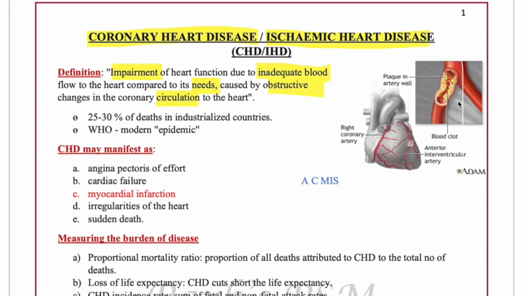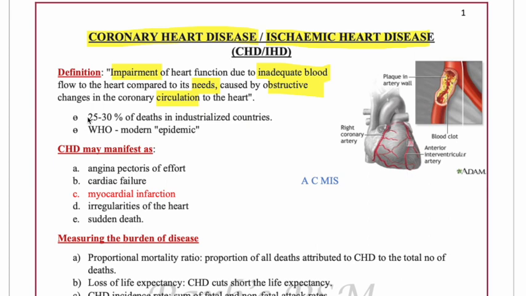So you can see an image here which shows the plaque deposition, which will result in the obstruction to the blood flow leading to heart disease. So this image can be remembered while writing the definition. Okay.